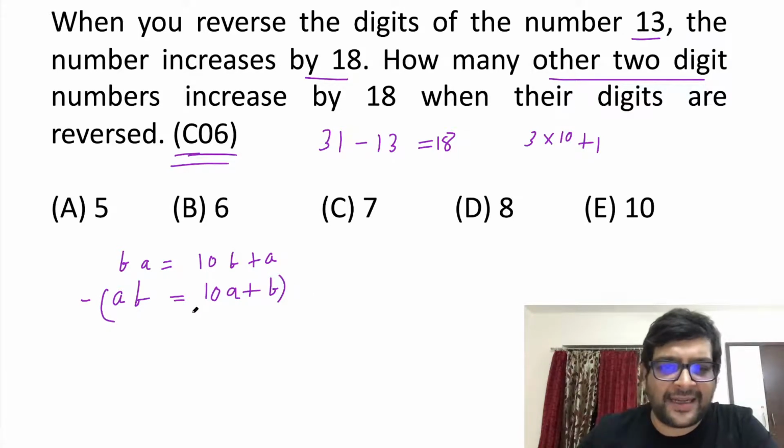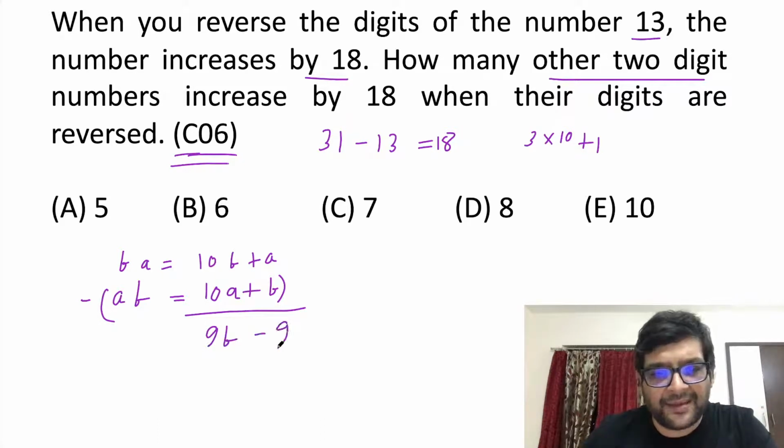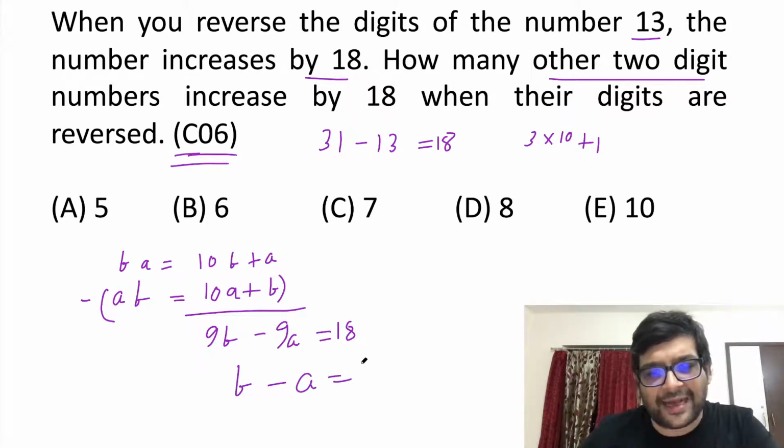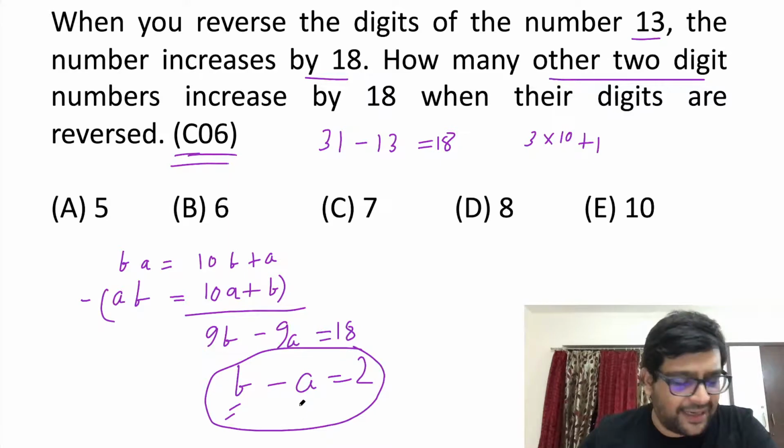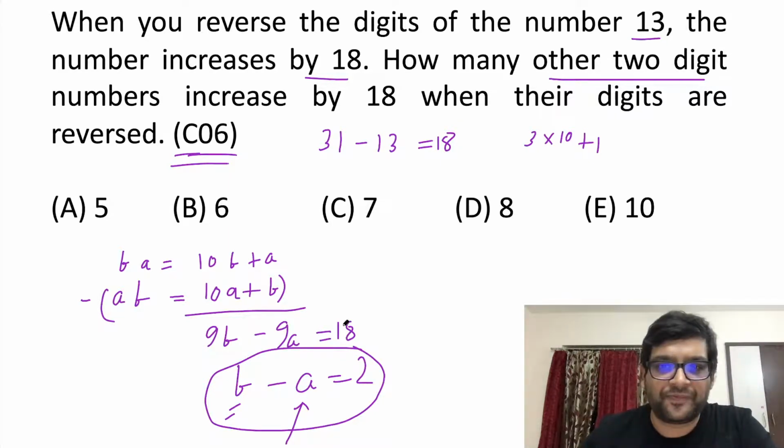When you reverse it, it increases by 13. So the difference of the two, that is 9B minus 9A, is equal to 18. So B minus A is equal to 2. That is what is given to me: the second digit should be greater than the first digit by 2.